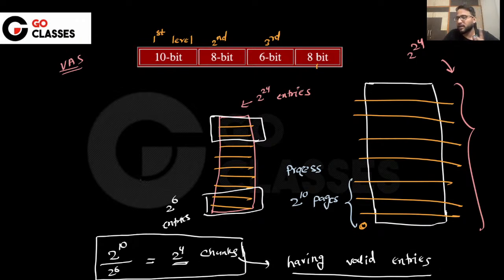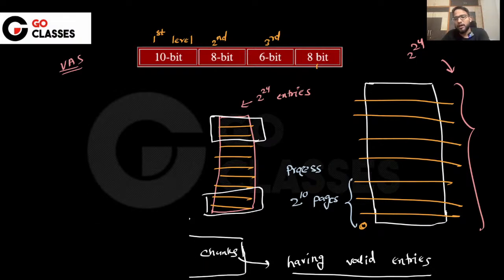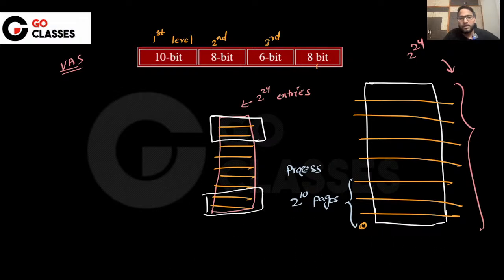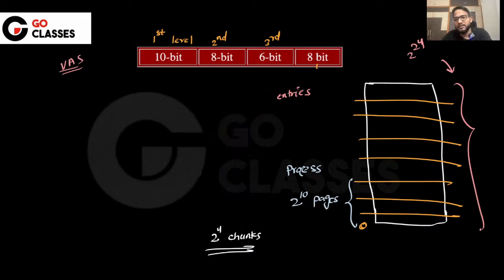If you're not getting how I'm calculating the chunks, please watch the previous session in the same playlist. There I have explained it very clearly. So now I hope you understood that out of all the chunks, only 2 power 4 chunks are good to me. Let me write it. Only 2 power 4 chunks are good to me. The remaining chunks, which are 2 power 18 chunks in total, we do not need to have.